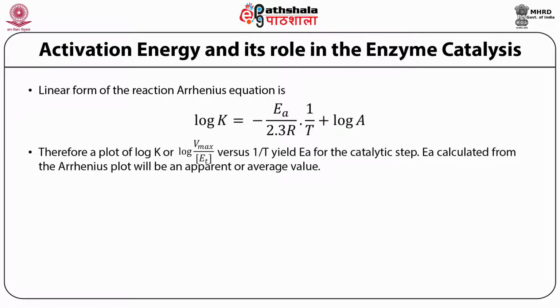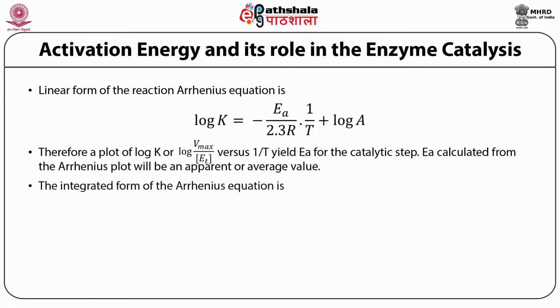Therefore, a plot of log K or log Vmax by ET, because I have told that K, which is a catalytic constant, is equal to Vmax by ET, versus 1 by T yields EA, that is activation energy for catalytic steps. One more thing, the activation energy calculated from an Arrhenius plot will be an apparent or average value.